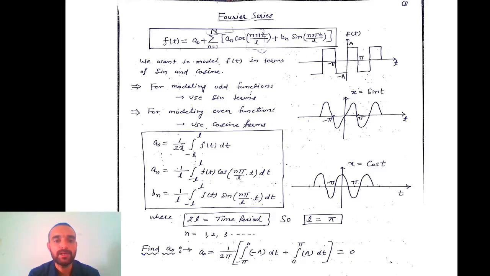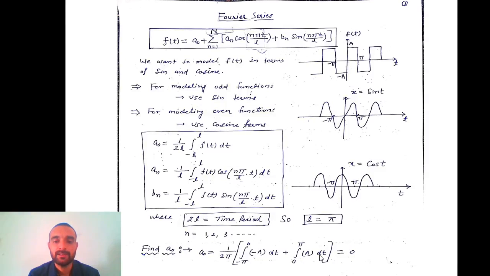Because the formula is 1 upon 2L and L is equal to pi. So 1 upon 2 pi, from minus pi to 0 and 0 to pi, there are two ranges. We can see this signal from minus pi to 0 having the value minus a, and from 0 to pi it is having the value a.